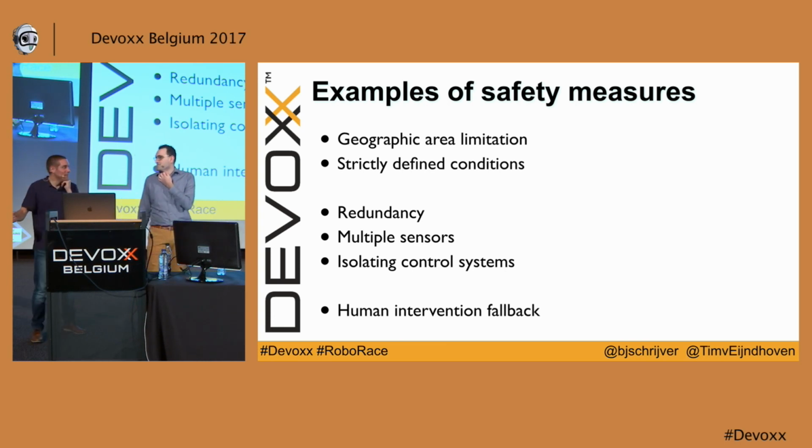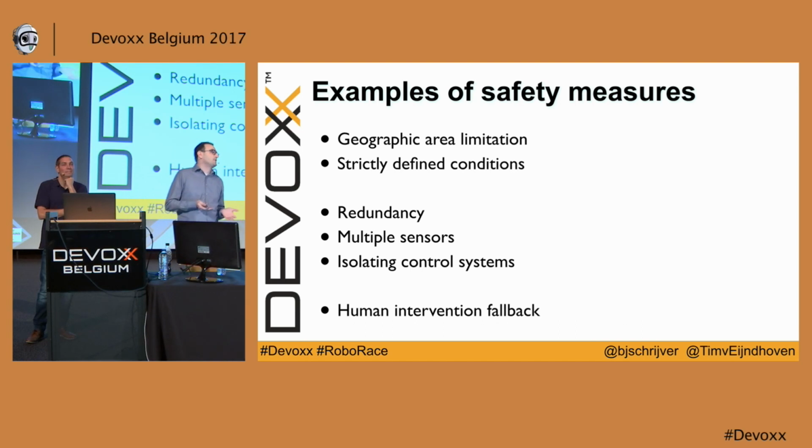Maybe put on a random USB stick. Right, and then of course, most of those cars still have the fallback of human intervention, right? Someone at the wheel who can intervene when something is going wrong.